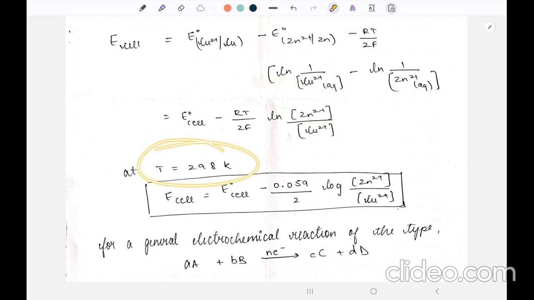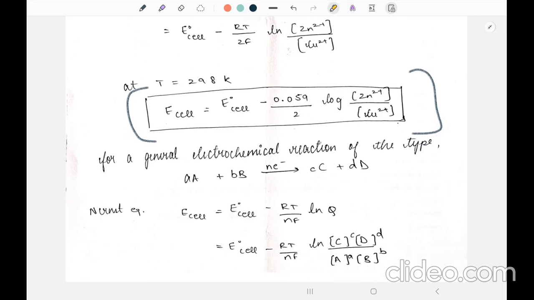Now taking 298 Kelvin and R and F values, we get the final equation to be E cell equals E0 cell minus 0.059 by 2 log [Zn2+]/[Cu2+]. Here we can understand that E cell is directly dependent upon the concentration of Cu2+ and inversely dependent upon the concentration of Zn2+, and E cell decreases as the temperature decreases and the number of electrons involved in the reaction will increase.